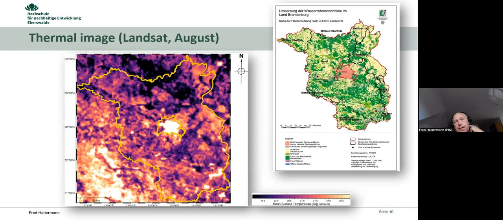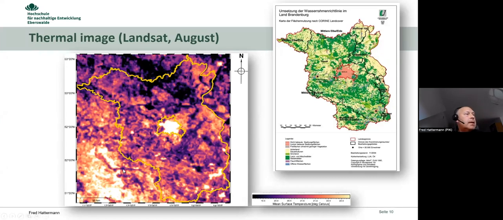The role of vegetation, I think this has also been shown yesterday, is also immense when looking at the cooling effect, for example, of forests. This is Brandenburg, this is Berlin, this is Brandenburg, and this is the land use, and this is a thermal image. And what you see is that, of course, the heat islands in the cities, but when you have a look at where we have the forests in Berlin, you see that immediately the cooling effect of the forest.